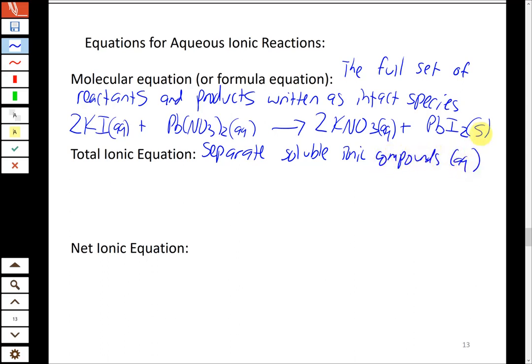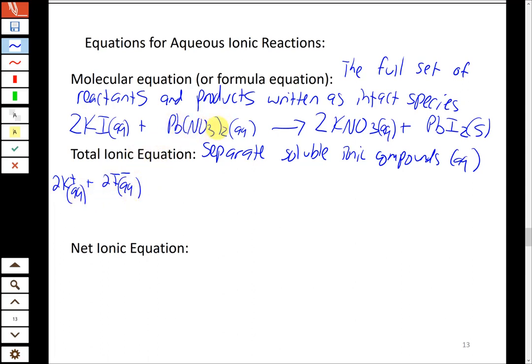So those are going to be the ones that are marked as AQ, because remember that AQ means dissolved in water. When an ionic compound is dissolved in water, it splits up into its 2 individual ions. So for this equation up here, to write the total ionic, potassium iodide is aqueous, it's dissolved, so we're going to separate that into 2 ions, 2K plus and 2 I minuses. There's 2 full KI, so each one's going to form 2 cations and anions total. So 2K plus 2 I minus.